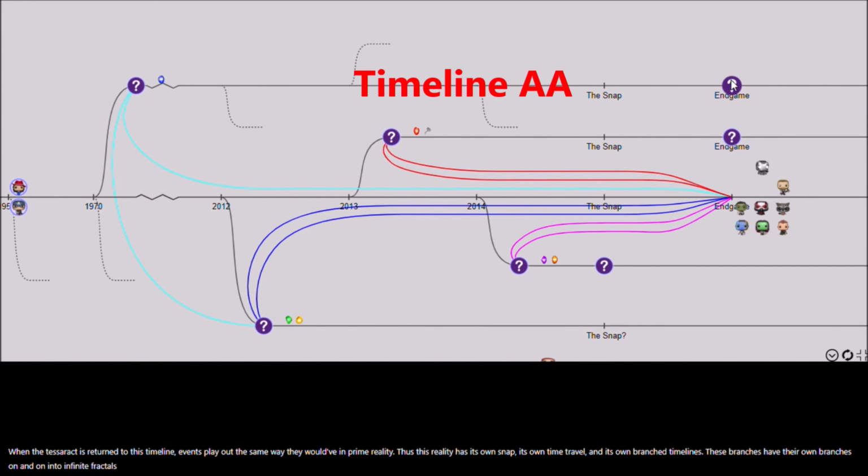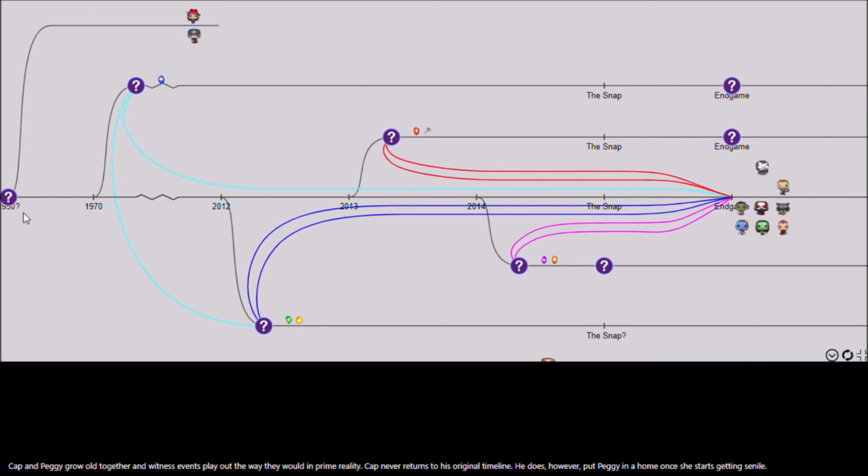In Timeline AA, made up of Cap and Iron Man, when the Tesseract is returned to this, events play out the same way they would have in Prime Reality, and similar to Timeline C, this leads to infinite branching timelines. Captain America then grows old with Peggy Carter, and as he still has super soldier serum coursing through his veins, Cap outlives her and thus survives until 2023.